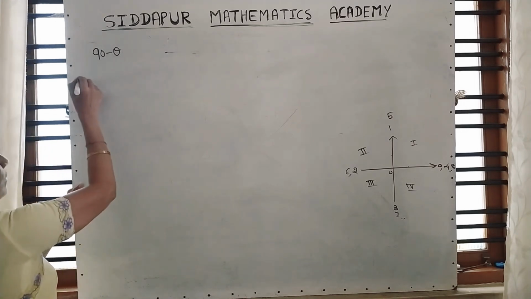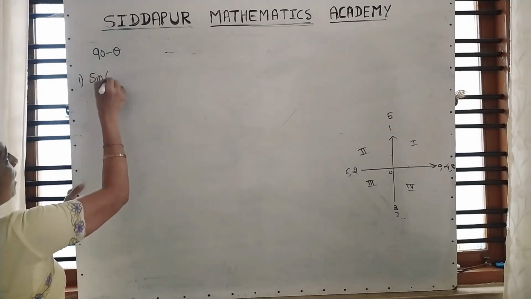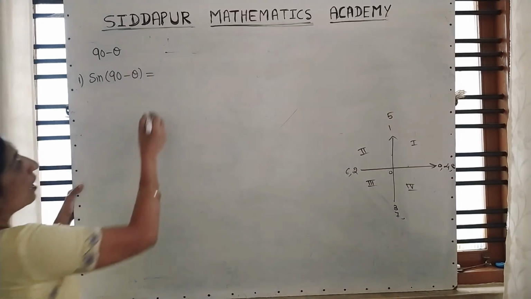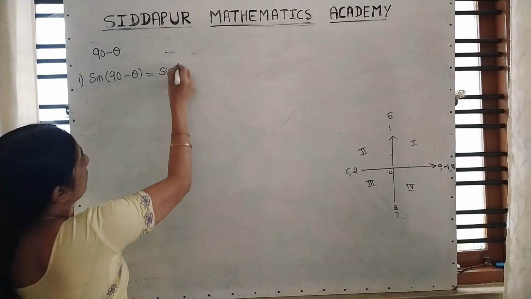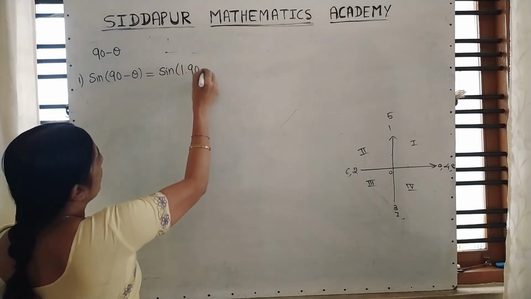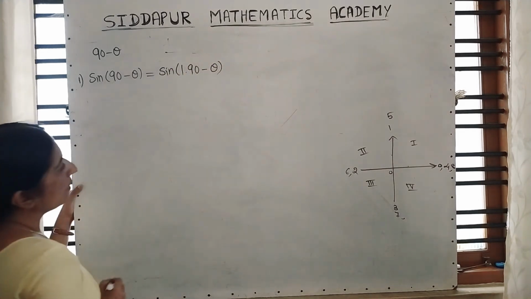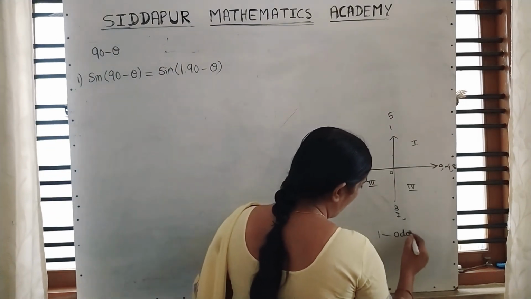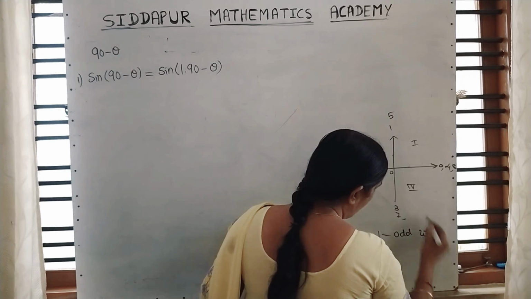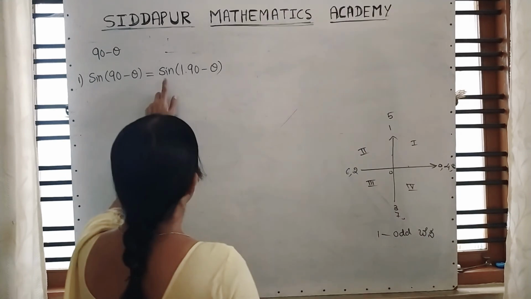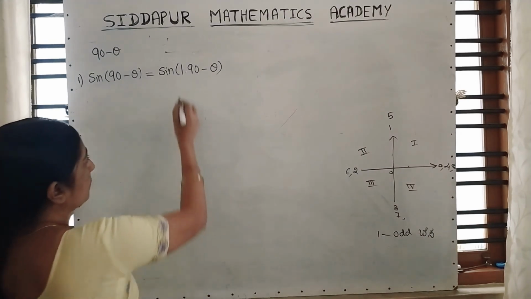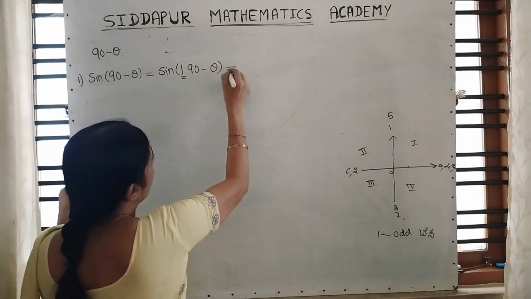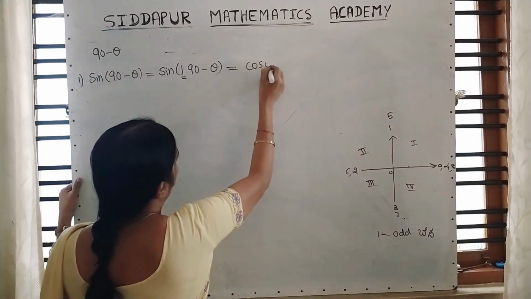One by one. First one, sin of 90 minus theta. I will explain very slowly. How do you write this? This is sin of 1 into 90 minus theta. 1 is an odd number. Odd means the function changes. Sin 1 into 90, see this number, if it is odd, sin changes to cos.